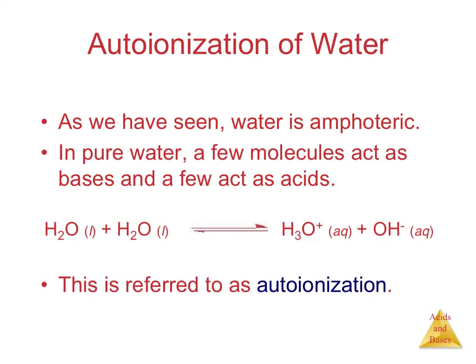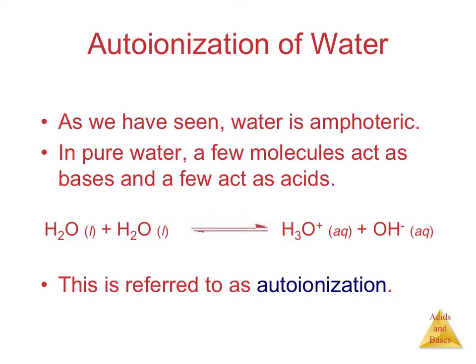So remember, we talked about water being amphoteric. It could act as both an acid and a base. So if I have pure water and two molecules of it are together, I could actually get an equilibrium where one of the water molecules acts as a base and goes to the conjugate acid, hydronium ion, and the other water donates the proton, acts as an acid, and becomes the conjugate base, the hydroxide ion. This is referred to as the autoionization of water, and the products are both hydronium ion and hydroxide ion.